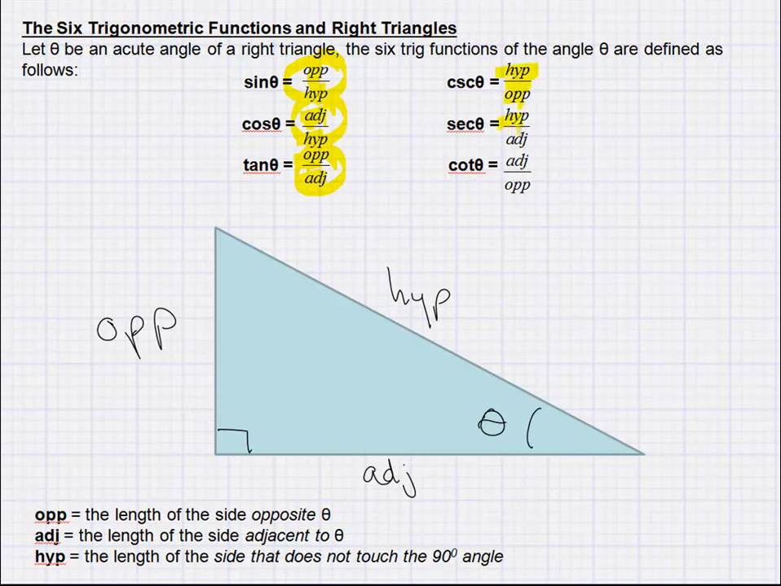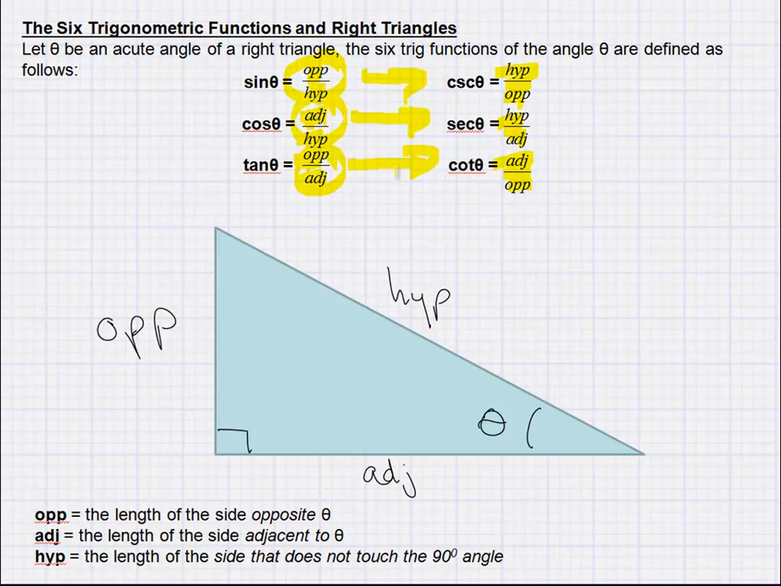These three here are the reciprocals. Everything we've talked about so far still has to stand, even if we're looking at right triangles. So the reciprocals, the division, all that's the same. We're just using the sides of the triangle instead of x's and y's and r's.